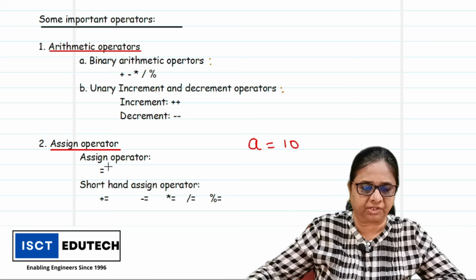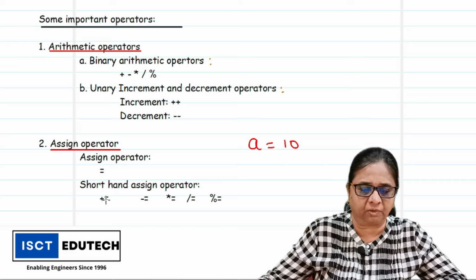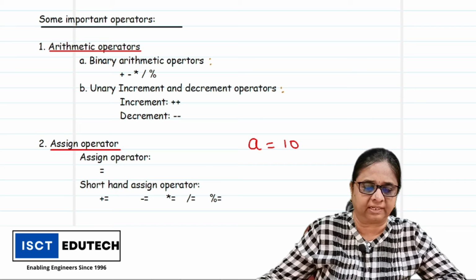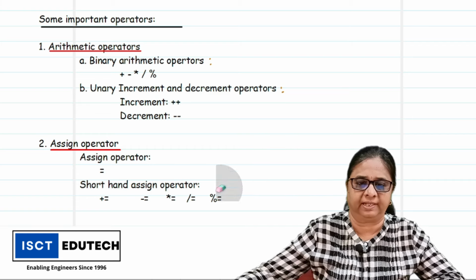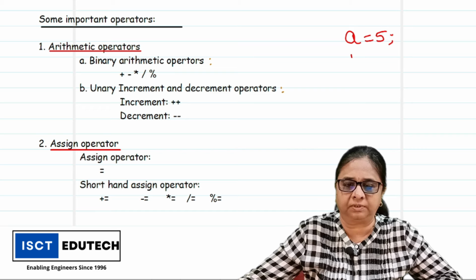So you have another variation in this, the shorthand assign operator. That is a combination of binary and assign operator: plus equal to, minus equal to, star, slash, and percentage. Let's understand how this works. Let's take a simple example. A equal to 5, b equal to 3.